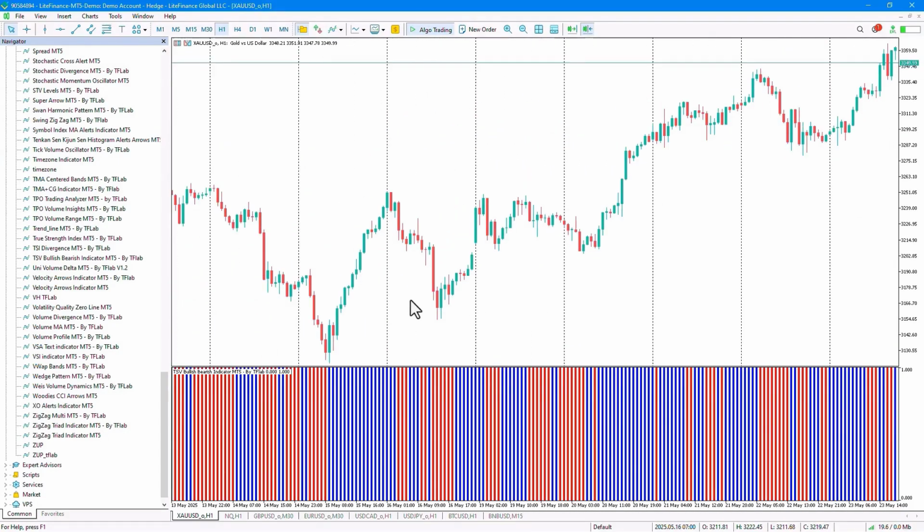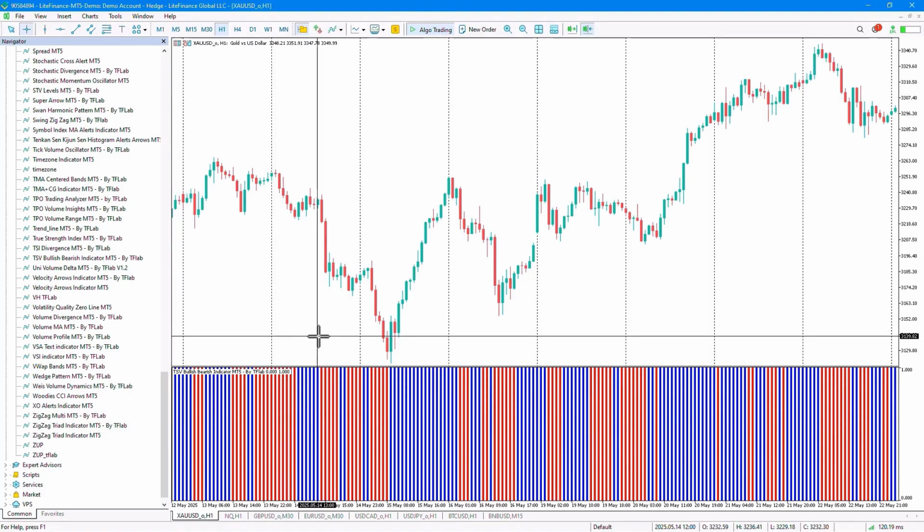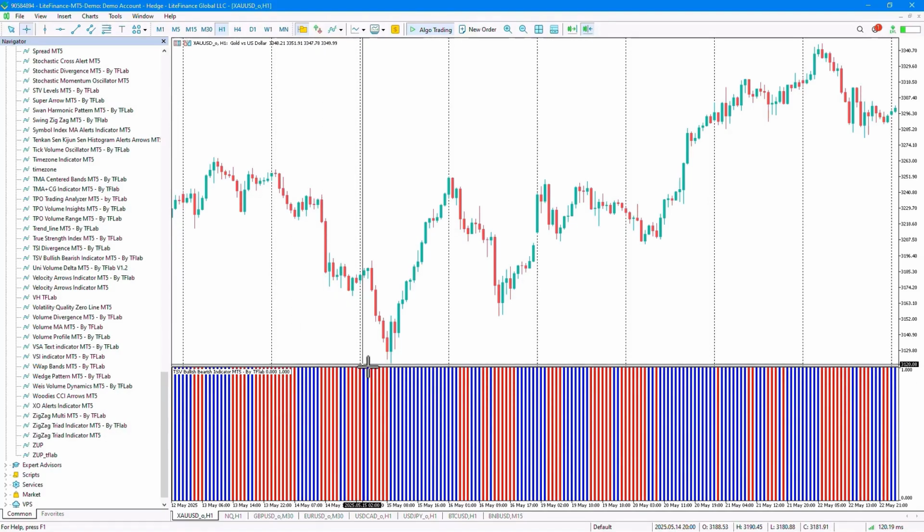When the histogram prominently displays distinct blue bars, it generally indicates a strong bullish trend, and conversely, when the histogram clearly displays vibrant red bars, it typically indicates a significant bearish trend.